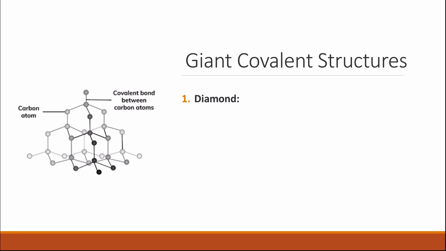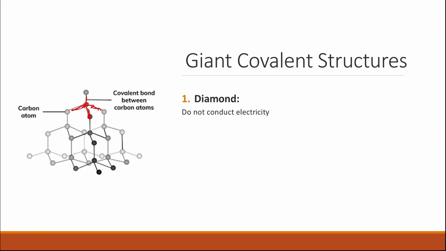Diamond is one of the examples of giant covalent structure, where it's made up of a network of carbon atoms where each carbon atom forms four covalent bonds with four different carbon atoms. Because there are no free electrons or ions within the structure of diamond, diamond does not conduct electricity.